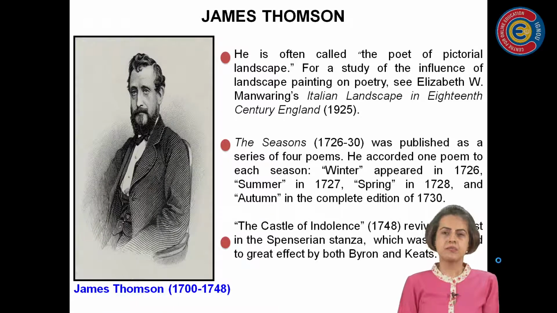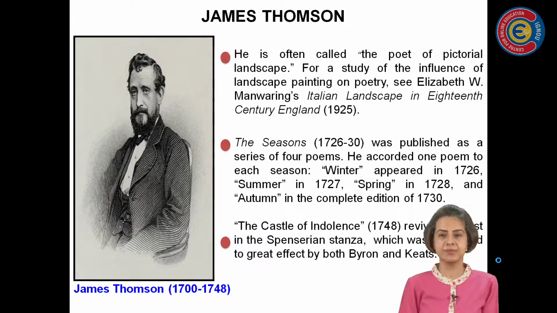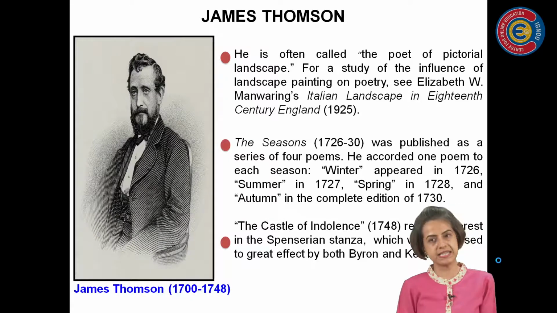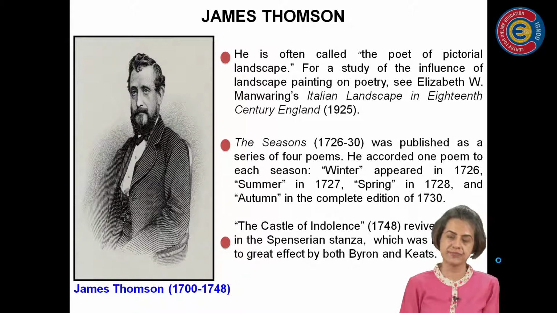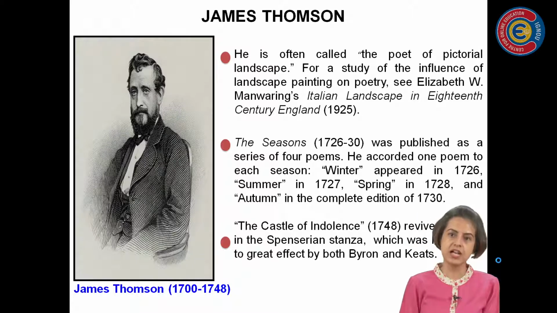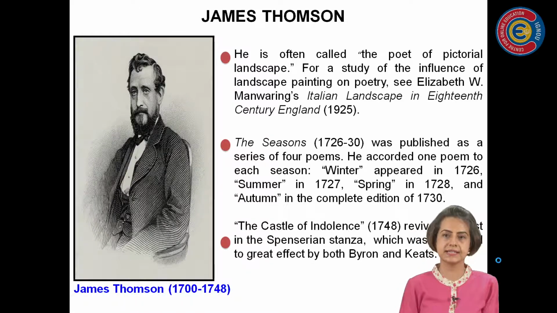Now, his most famous poem is The Seasons, that was published between 1726 to 1730, a series of 4 poems. He accorded 1 poem to each season. Winter appeared in 1726, summer in 1727, spring in 1728, and autumn in the complete edition of 1730. The Castle of Indolence, which was published in 1748, revived interest in the Spenserian stanza, which was later used to great effect by both Byron and Keats.